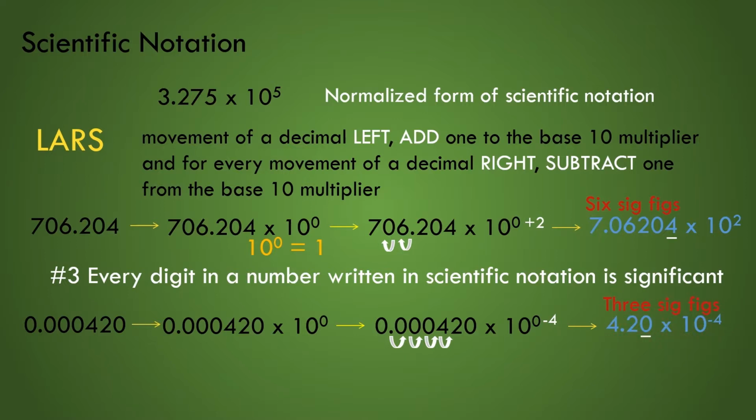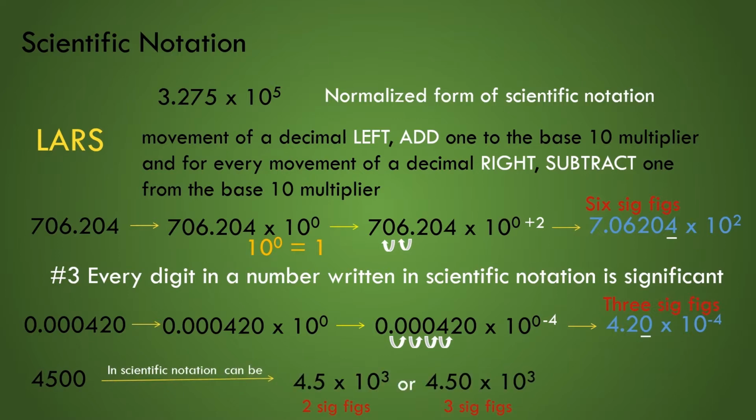The number has 3 sig figs, with the last 0 being the approximated value. Now let's return to the previous example that started this whole conversation about scientific notation in the first place, the integer number 4500. How would we rewrite this number in scientific notation? Would we write it as 4.5 times 10 to the third, or 4.50 times 10 to the third, or 4.500 times 10 to the third?